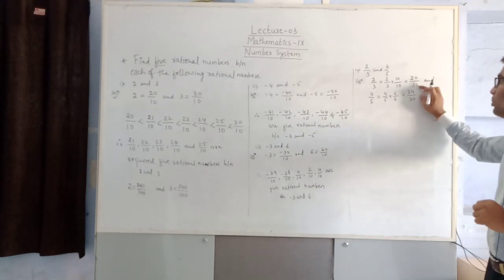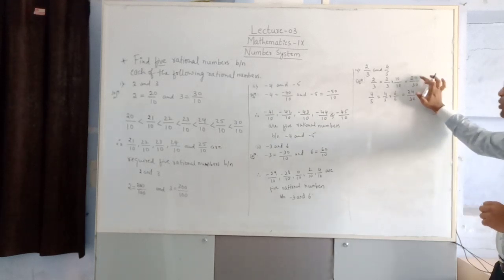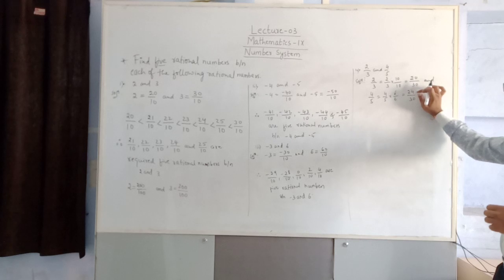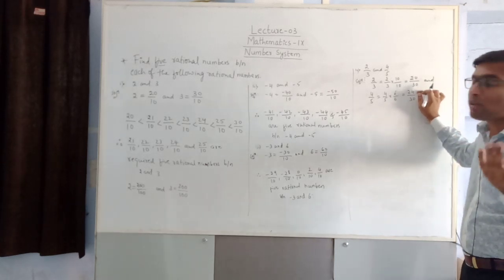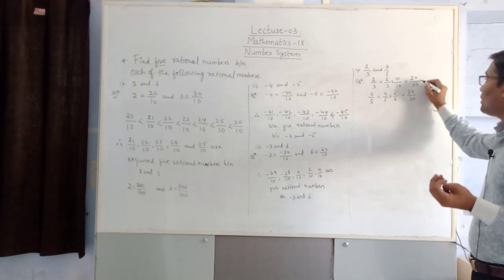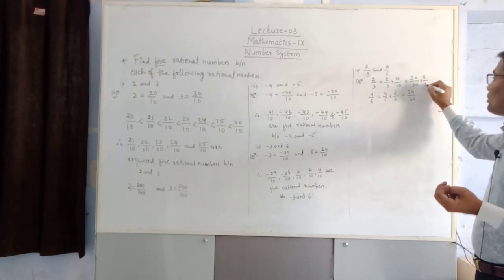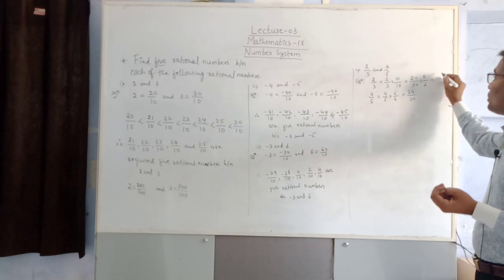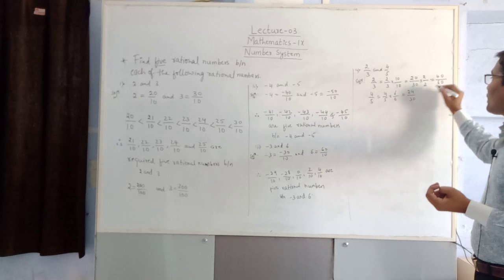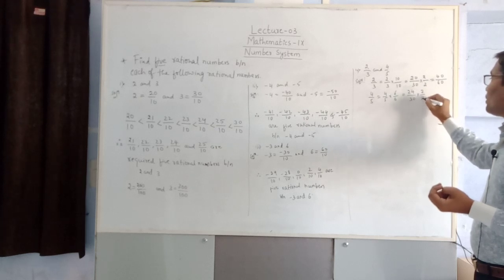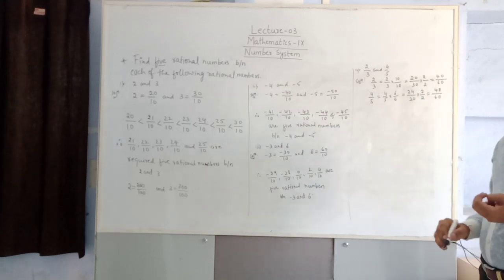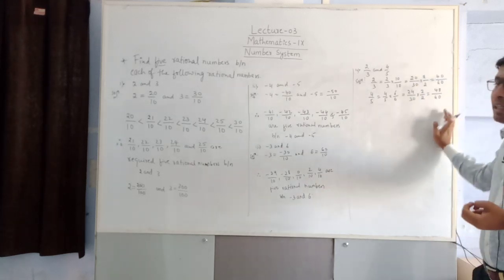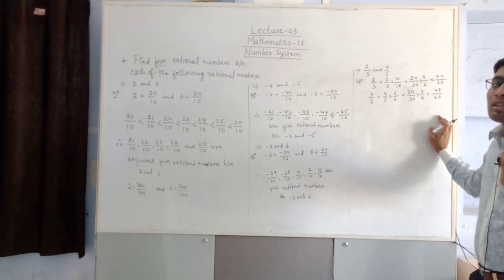Now look here, the denominators 30 and 30 are the same, but look at the numerators 20 and 24. Between 20 and 24 only 3 numbers are there: 21, 22, 23. We need 5, so again we multiply by 2. 20 twos are 40, 30 twos are 60. Here also multiply by 2: 24 twos are 48, 60. Now between 40 and 48 we have 7 numbers. You can write any 5 among them.